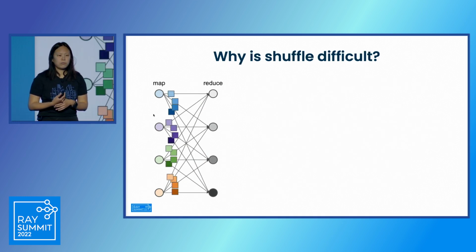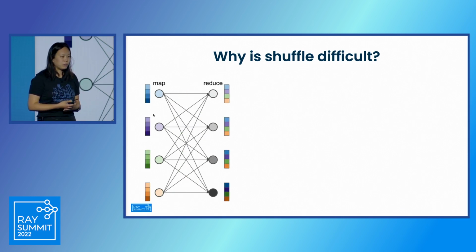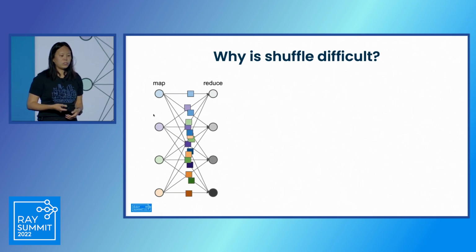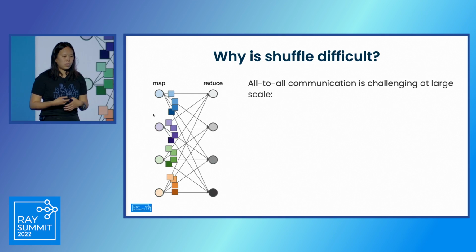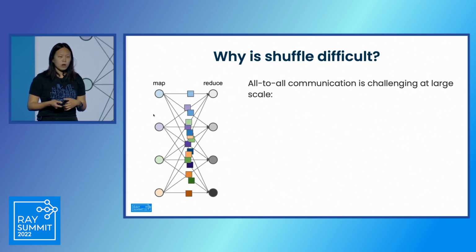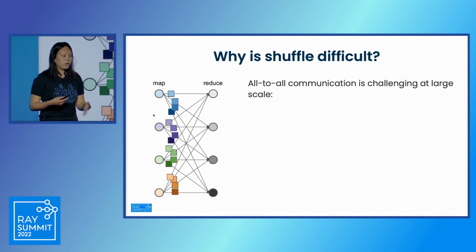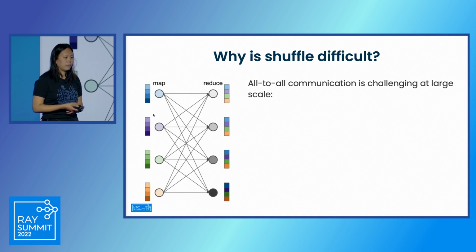So why is shuffle difficult? Many of you have probably written a simple MapReduce program in Python before. So why are we thinking so much about large-scale shuffle? Well, the main problem at large scale is that as the dataset size grows larger, the number of blocks that we have to transfer between map and reduce tasks is going to grow quadratically.